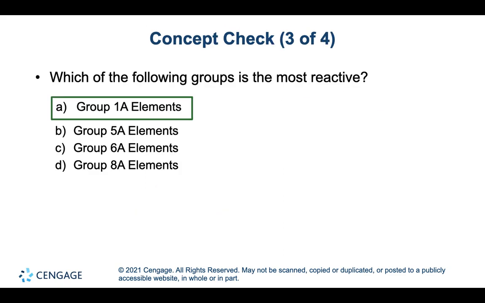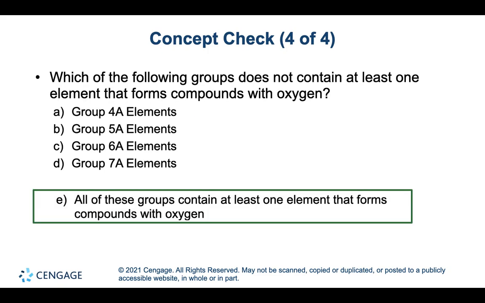So a little concept check here. Which of the following groups is most reactive? That would probably be the 1A, because the alkali metals tend to react the best. I would say 1A and 7A are your most reactive groups. Which of the following groups does not contain an element that forms compounds with oxygen? Actually, all of these. Oxygen can make compounds with just about anybody. Certain noble gases, maybe not, but oxygen combines with just about everybody.